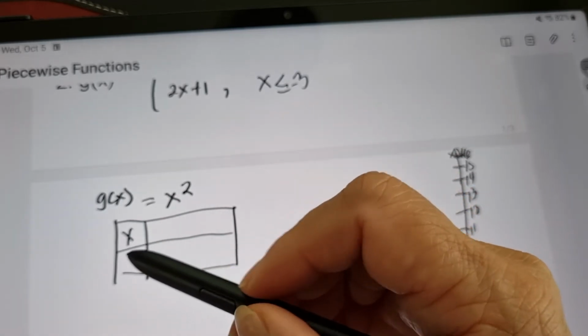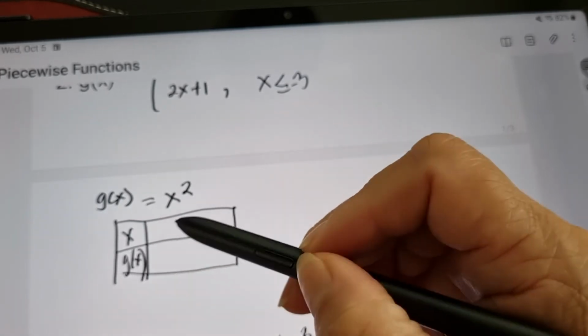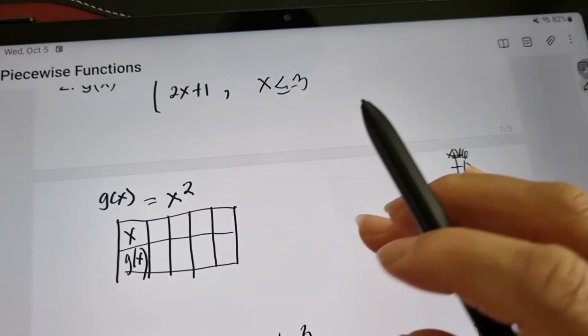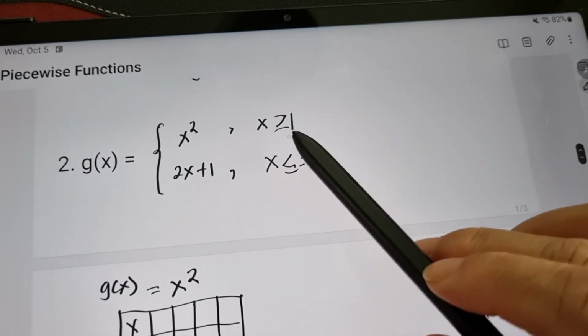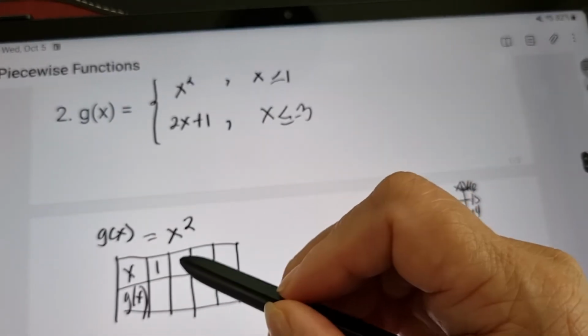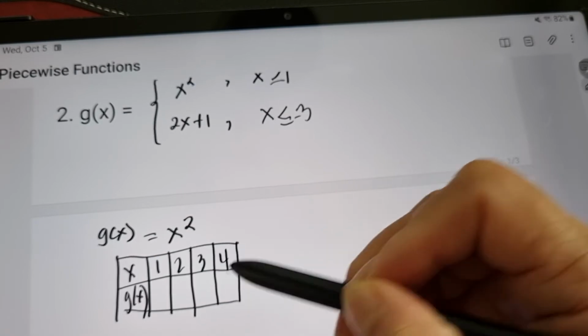So ngayon, gagawa tayo uli ng table para mas madali natin ma-identify kung ano yung mga values na yon. So ito yung x natin, input natin, ito naman yung g of x natin. Okay? So now, mag-assign tayo ng mga values. Ano ba yung mga numbers na greater than or equal to 1? So of course, kasama ang 1, 2, 3, 4.